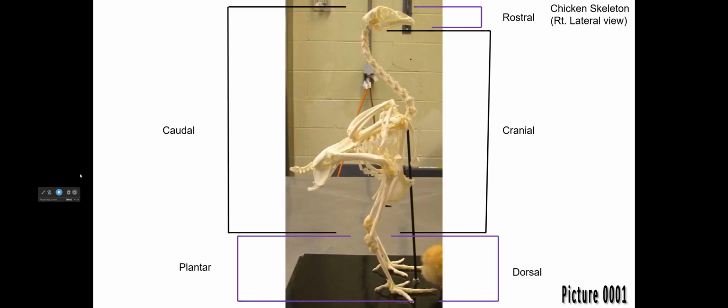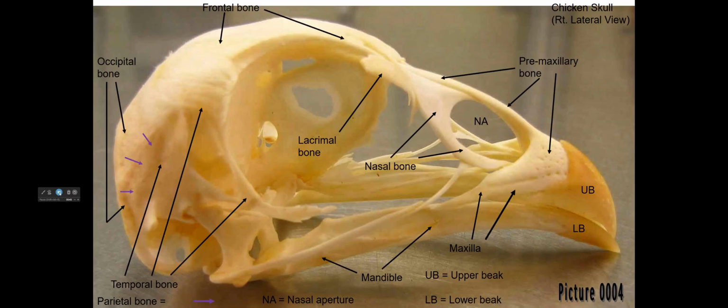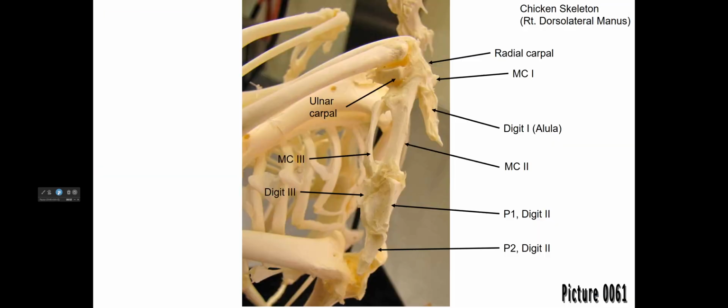Part 1 contains 87 pictures, and it is essentially directional terms and avian osteology. Picture 1, we have a chicken skeleton from a lateral view, and we see some basic directional anatomical terminology. In picture 4, we see numerous bones labeled on the skull of the bird. In picture 61, we have a dorsolateral view of the synsacrum illustrating the various bones that comprise it.